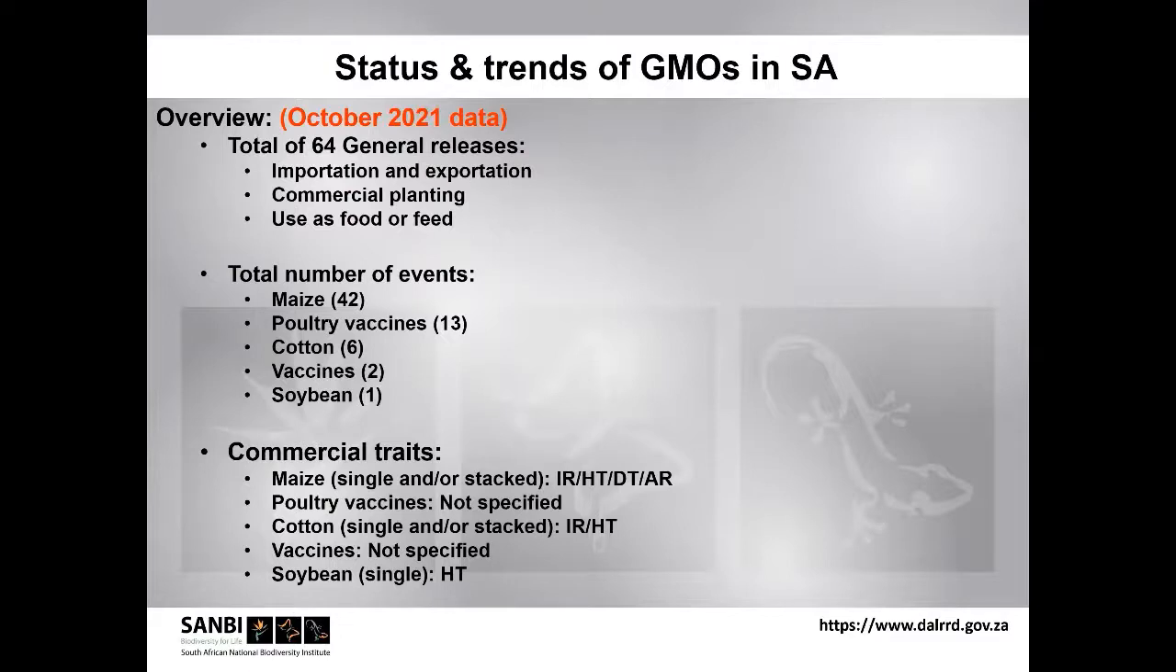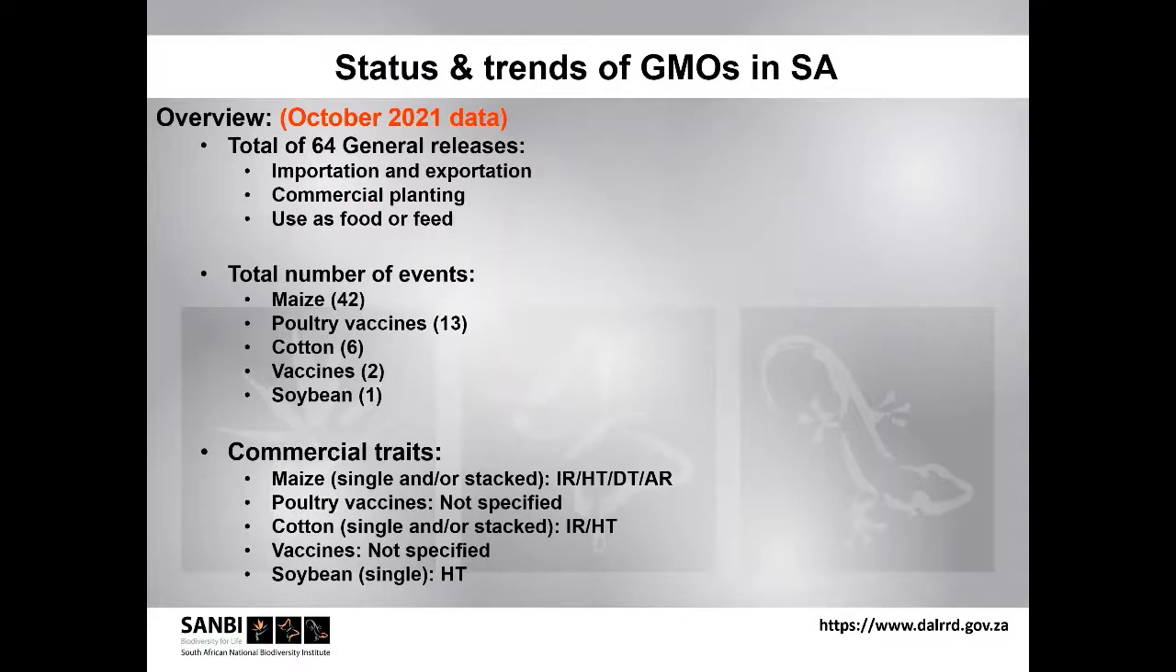So if we look at this, we've got a total of 64 general releases. By general releases, we are talking about approvals that are mostly for releases into the environment. So this is mostly for cultivation, food, and feed. And these are for importation and exportation, commercial planting, and also for use of food and feed processing. And then we talk about the total number of events. And in this case, the events are just like your cultivars. Most of you that might be interested in gardening and so on, you'll know that different plants have different cultivars and so on.